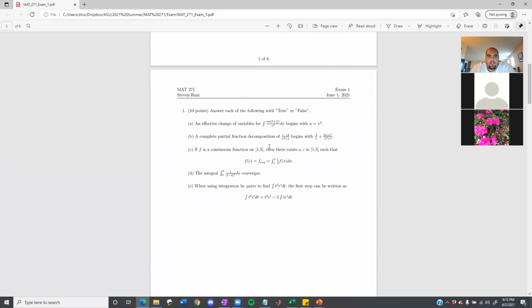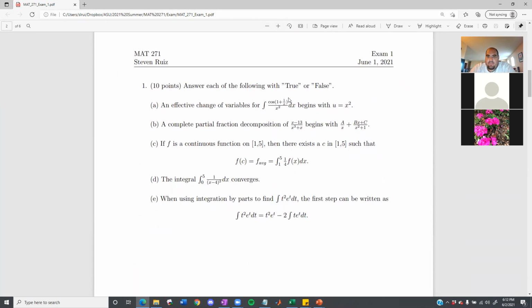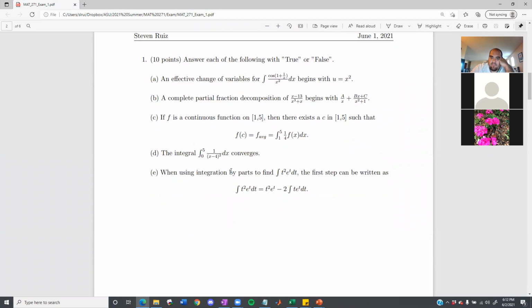All right, so this true or false section, let me zoom in a little more. Mostly went pretty well. I think the last two were probably the most commonly missed, if I have to guess. Remember with D, if you were to just integrate this or find the antiderivative and plug in the 5, plug in the 0, it's going to look like it converges. But the fact that there's a discontinuity with this function on the interval means you have to split that integral up into two smaller integrals, and neither one of them converges.